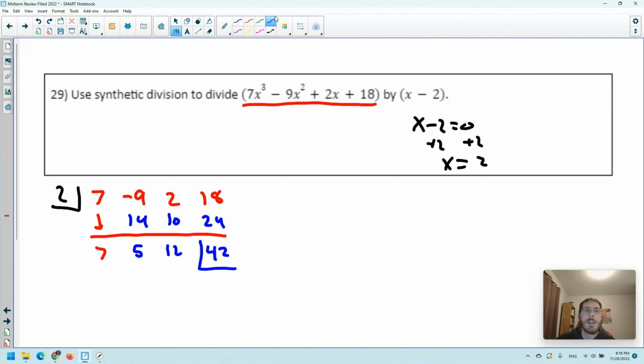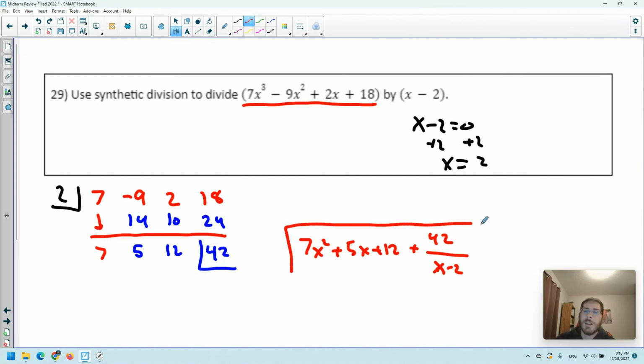So that means our final answer is going to be 7. We started with x to the third, so we drop down 1. So 7x squared plus 5x plus 12 plus, and then remember the last one's going to be 42 divided by x minus 2. So the x's have to go on the bottom because we had no x's. If you lose 1, you're at minus 1, you're down here. That's what we got.